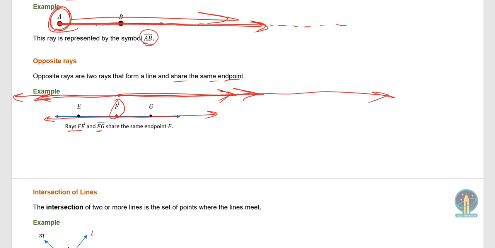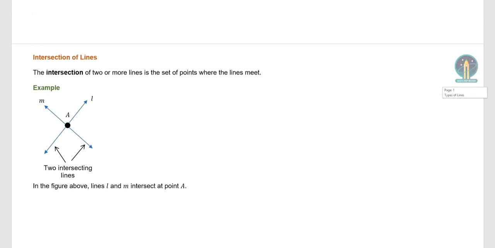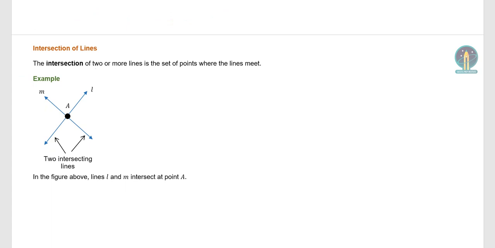The next idea is the intersection of two or more lines. The intersection of lines is the set of points where the lines meet. So if we had two lines, they intersect at a point. If we had lines M and L, and they exist somehow in space, then they have to intersect at a single point, unless they were parallel, but that's another concept to be discussed. If they're parallel, they have no intersection.